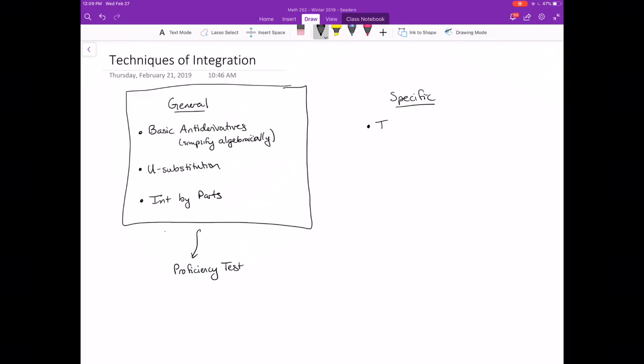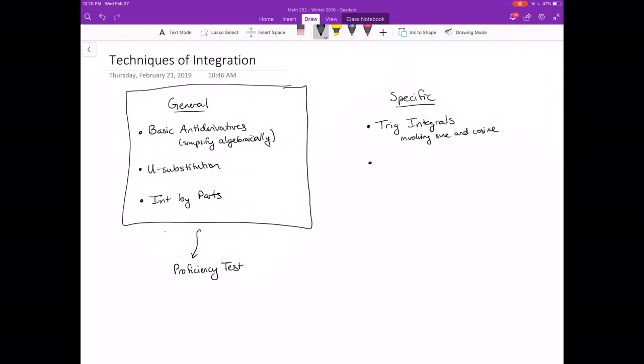So for specific techniques of integration, your book covers integrals involving sine and cosine. And we've already done a lot of those. Sometimes you use substitution, sometimes you'll use integration by parts, but you'll also use trigonometric identities as well. So they cover that as a separate section.